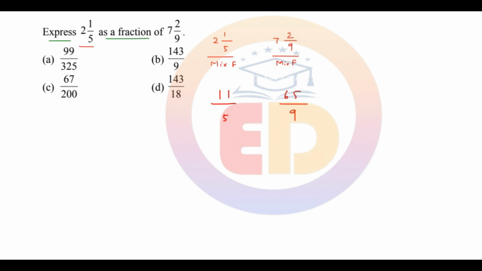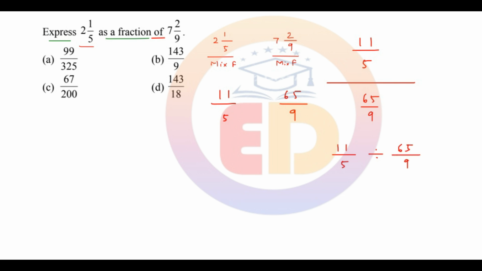Now I have to express 11 upon 5 as a fraction of 7 whole 2 upon 9. And for this, what I will do is I'll write down 11 upon 5 in the numerator and 65 upon 9 in the denominator. Remember, 11 upon 5 upon 65 upon 9 actually means 11 upon 5 divided by 65 upon 9.